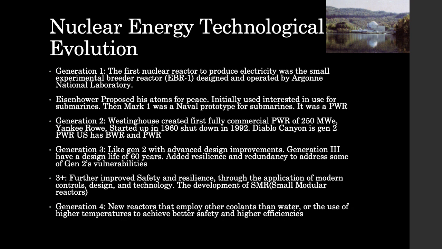Laboratory. After this, Eisenhower proposed his Atoms for Peace program, and this is when we started using nuclear energy for submarines, and the Mark I was a naval prototype reactor that was put in submarines. It was a pressurized water reactor, or PWR, which I will get to further in this presentation. Generation 2 reactors were the first ones that connected to the grid and were used for commercial operation. The first Generation 2 reactor was a Westinghouse reactor called Yankee Rowe.